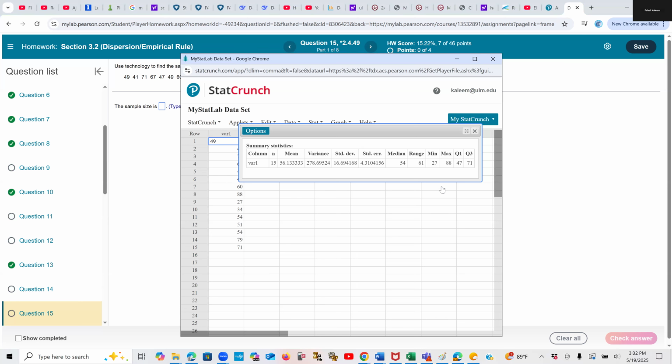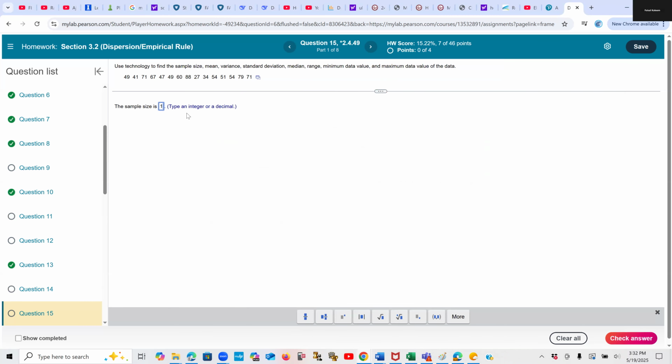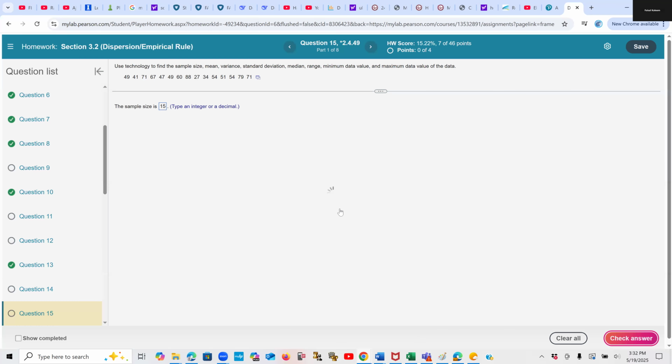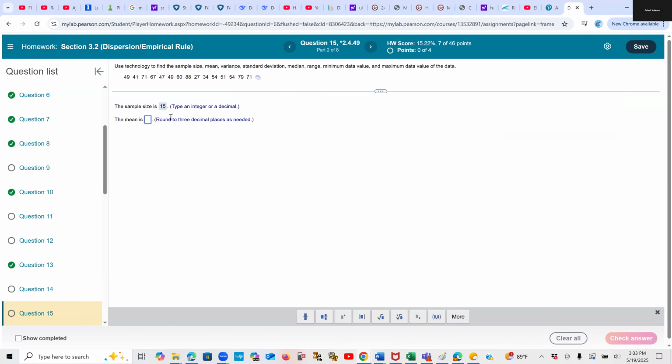Right now, you can see the maximum and minimum are here. Minimum is 27, maximum is 88, but in this part, they're asking the sample size. The sample size is the small n, which is 15. And then the mean is 56.133. Now they're asking to 3 decimal places.